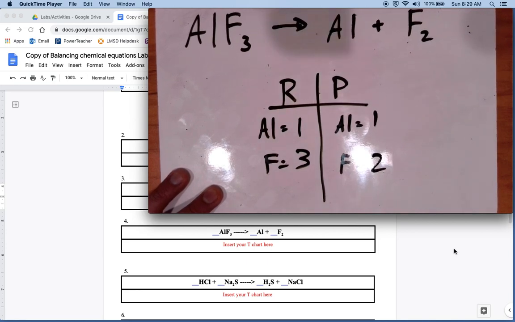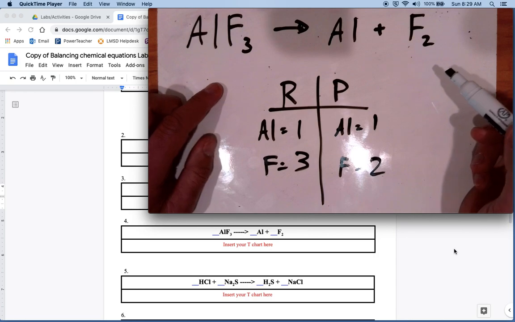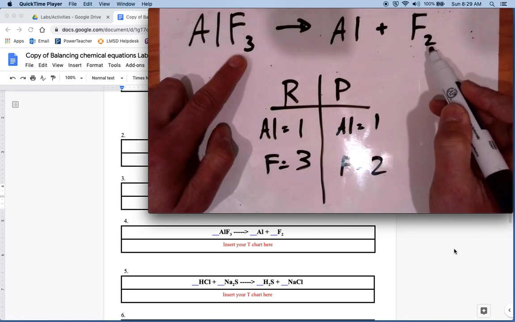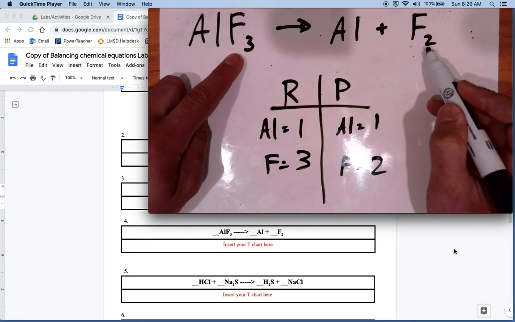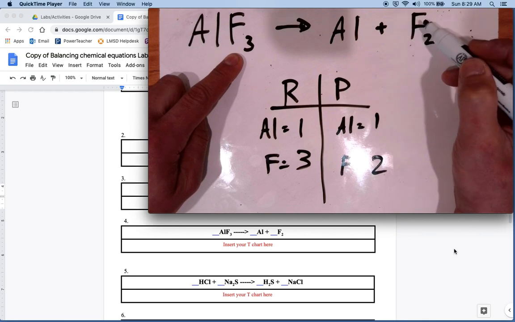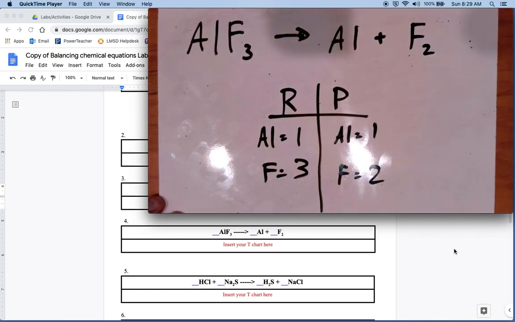So now when I look at this, I can clearly see that my aluminums are good, but my fluorines are not. It's a 3 and a 2. What's tricky about this problem is that with 2 and 3, I can't simply multiply 2 to get into 3. I can multiply by 1.5, but I can't have 1.5 molecules of something. I have to have a whole number.